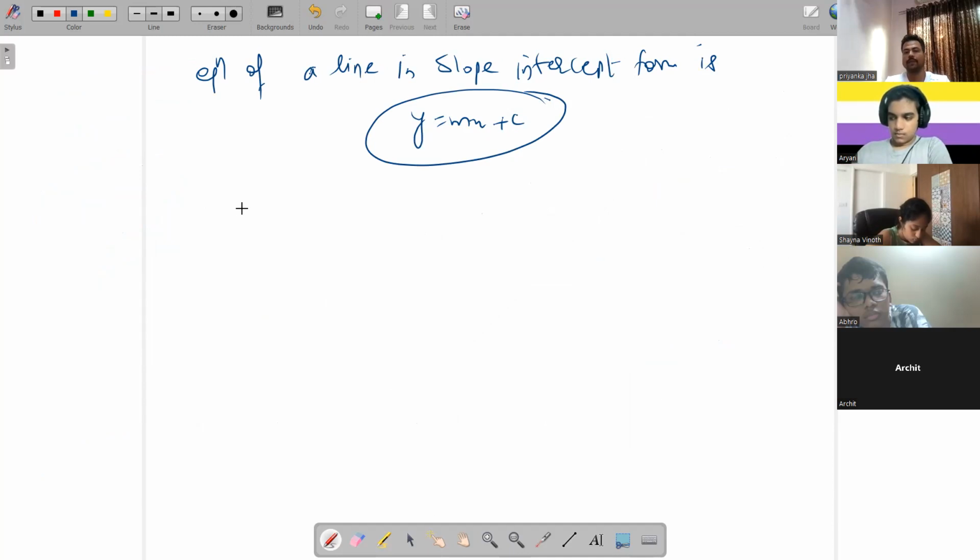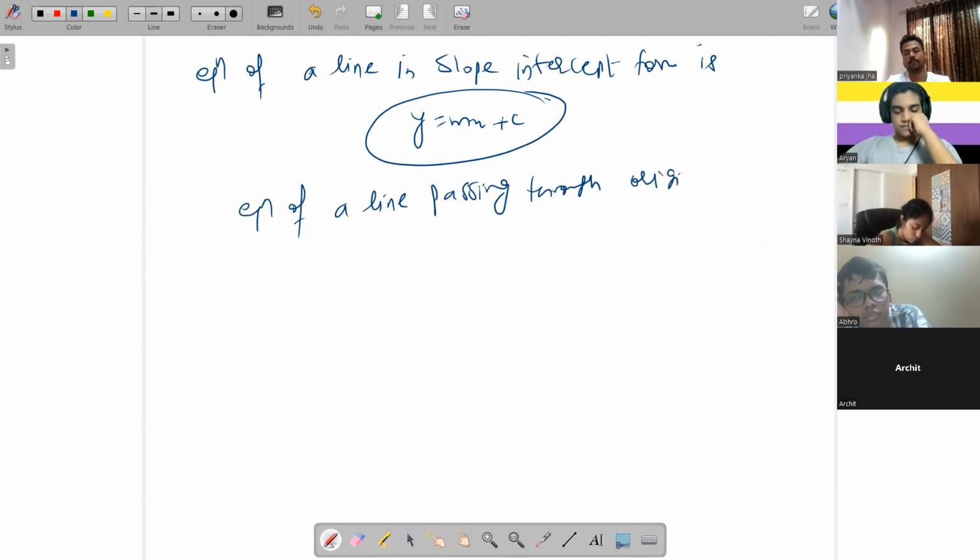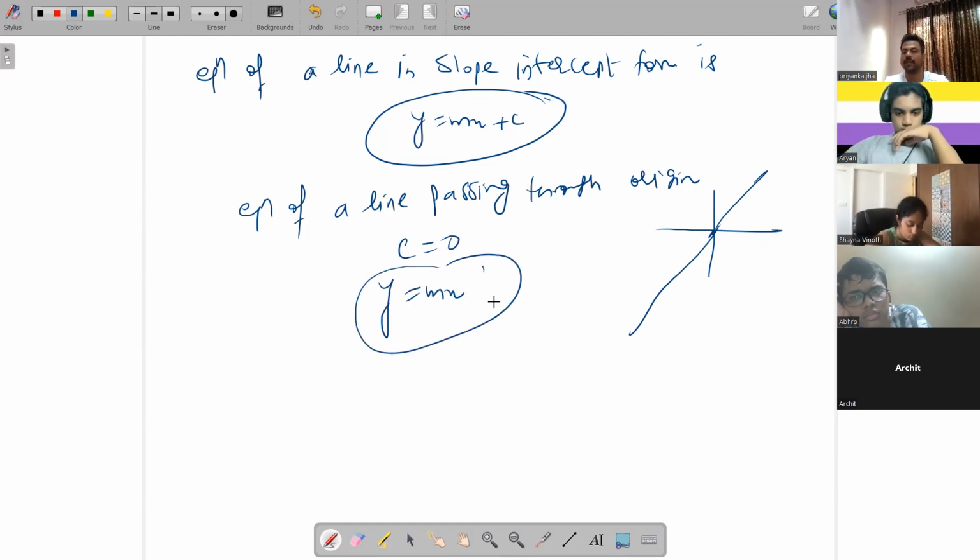Now, if I want to write the equation of a line passing through the origin: if any line passes through the origin, it means that this line will not make any intercept on the y-axis. It means that the intercept will be 0. So y equal to mx is the equation of a line passing through the origin.